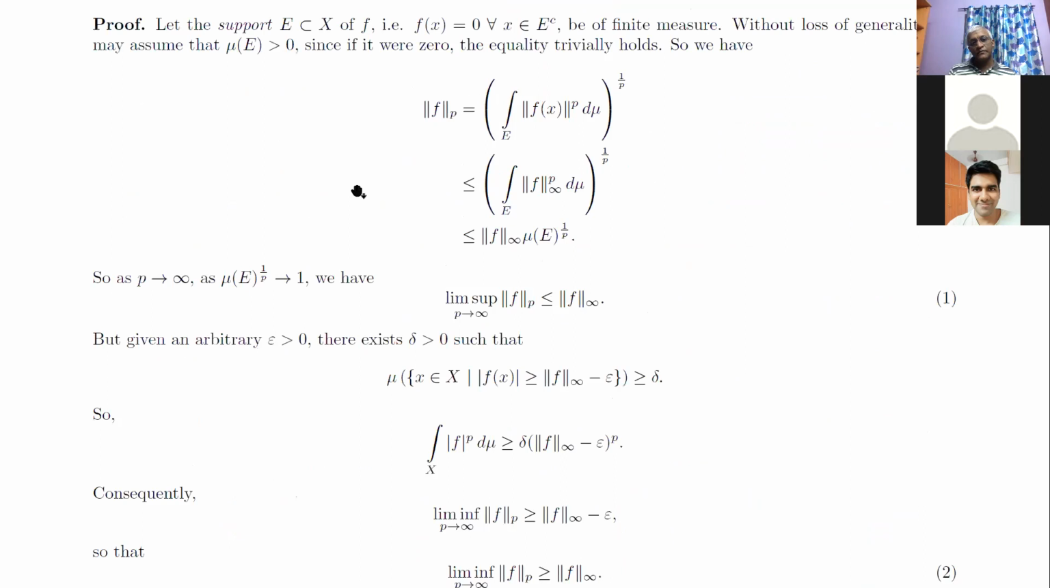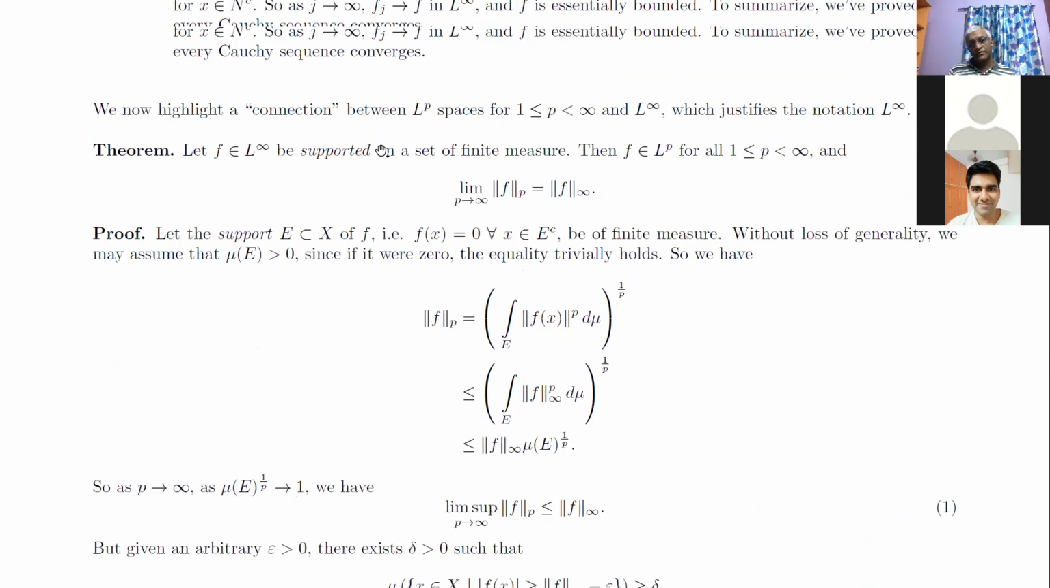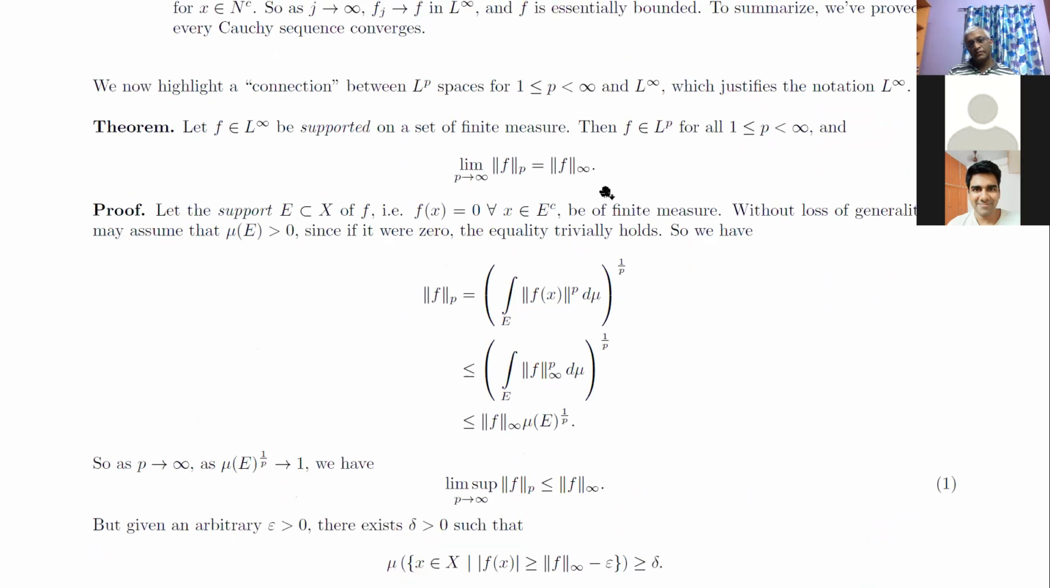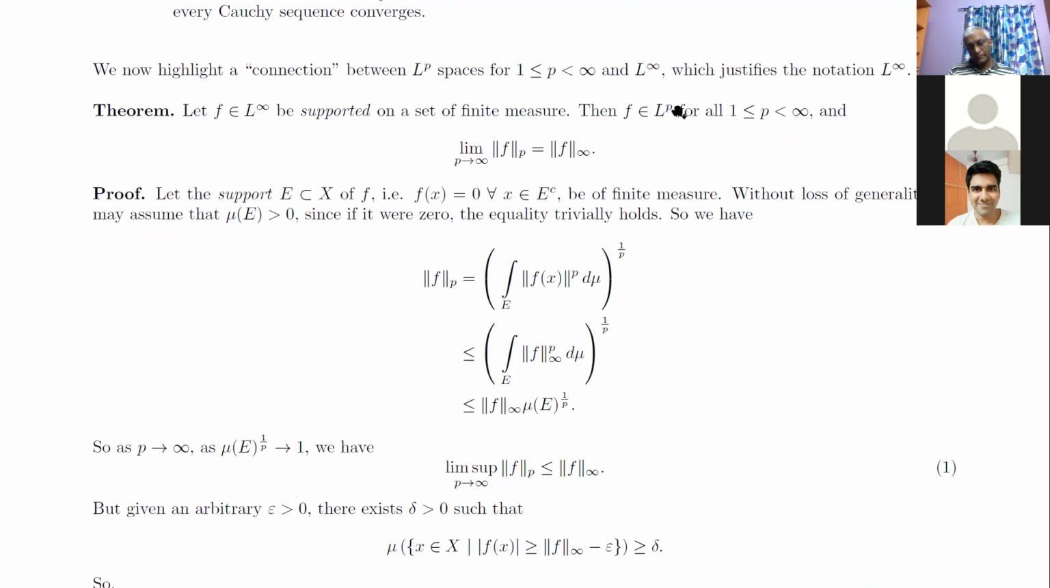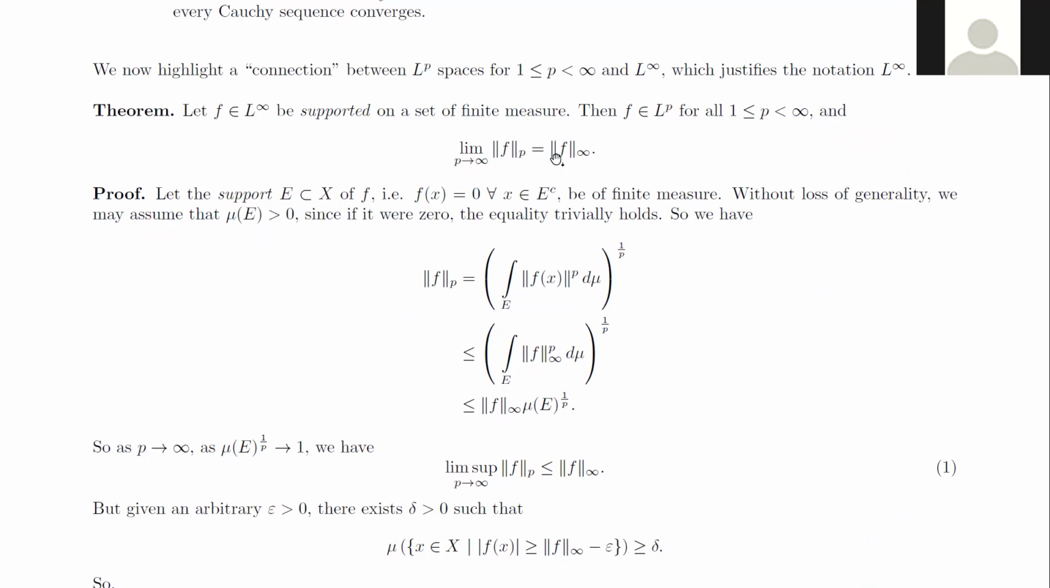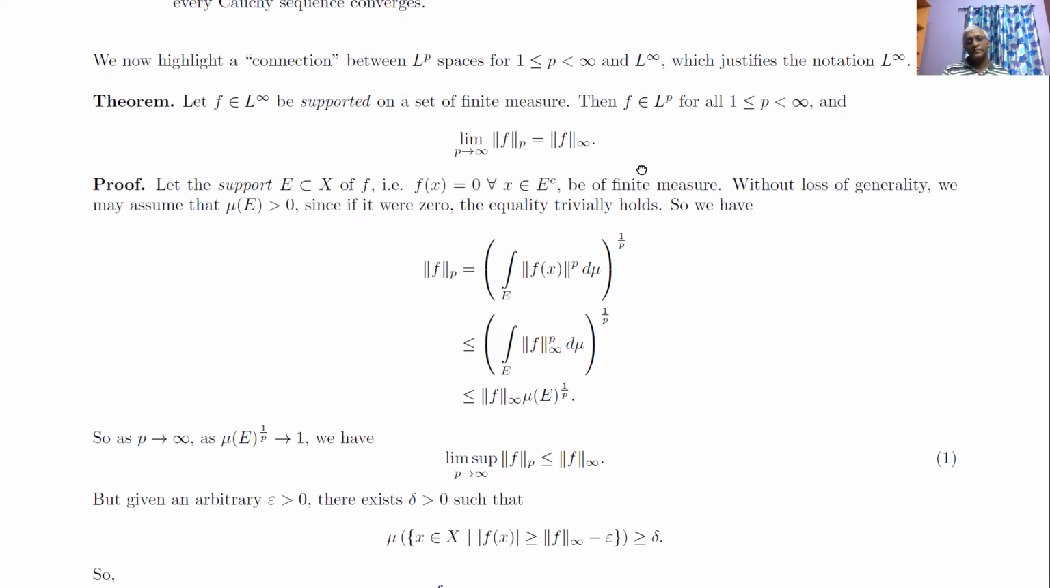So let f be a function in L infinity whose support is of finite measure. We always assume an underlying measure and a sigma algebra, a measure space, here. Then f is in L^p for every 1 less than or equal to p less than infinity, and the limit as p tends to infinity of the norm f_p is the norm f_infinity. So this in some sense justifies the notation for why L infinity is used.